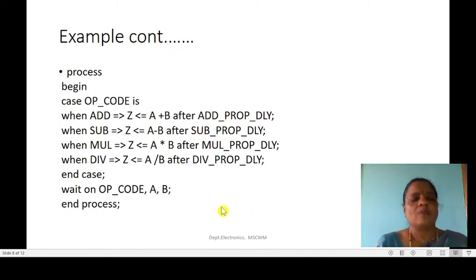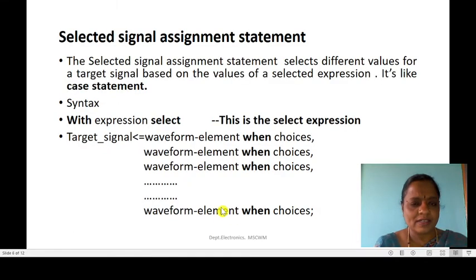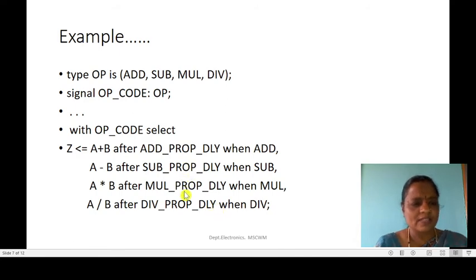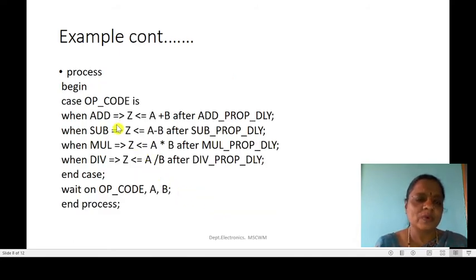But what we have to do after writing this, you have written this, no? For each and everything, we have to write one process statement. Case opcode is, when add, Z equal to A plus B, after this. That means for each and every waveform element, you are going to write the process statement. And this is the same as our behavioral style, where we now have to write using the case statement. Finally, end process.